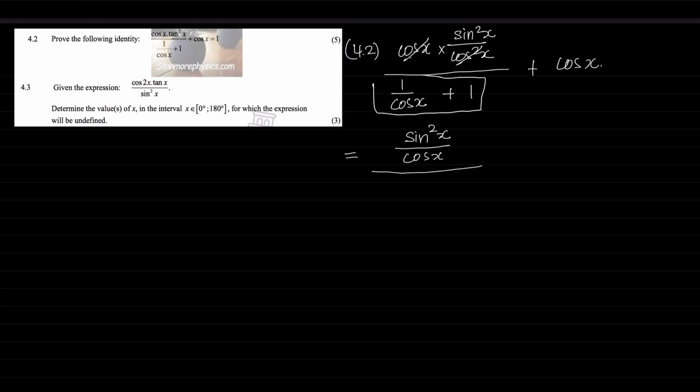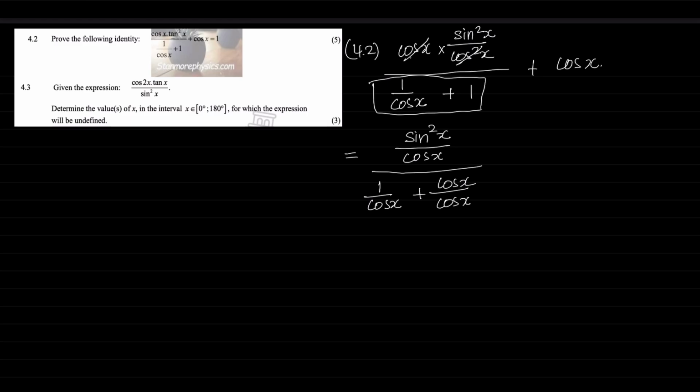Then divided by 1 over cos x plus 1, then plus cos x. Now this cos x and that cos x will cancel. We'll then be left with sine squared x divided by cos x, divided by, let's simplify this. So we get an LCD. Now the LCD for that will be cos x. So we'll have 1 over cos x plus cos x over cos x.